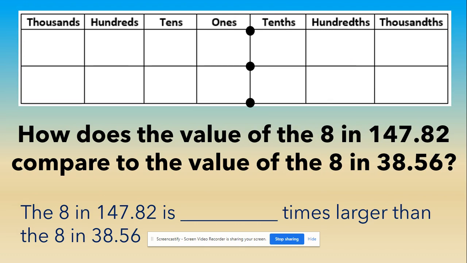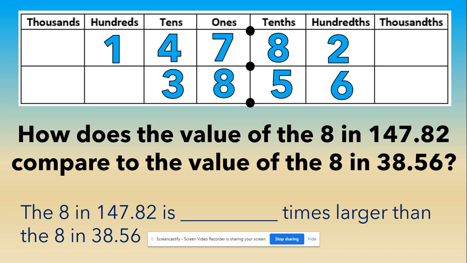All right, last one like these. How does the value of the 8 in 147 and 82 hundredths compare to the value of the 8 in 38 and 56 hundredths? We're going to start by placing these numbers in our place value chart, changing the color of the 8 so that we can focus on that.